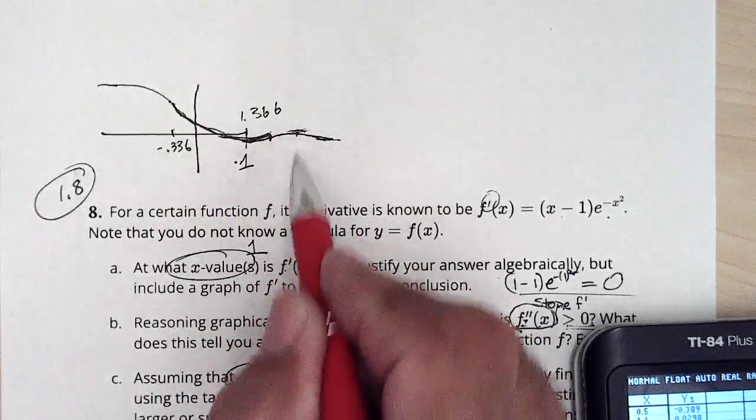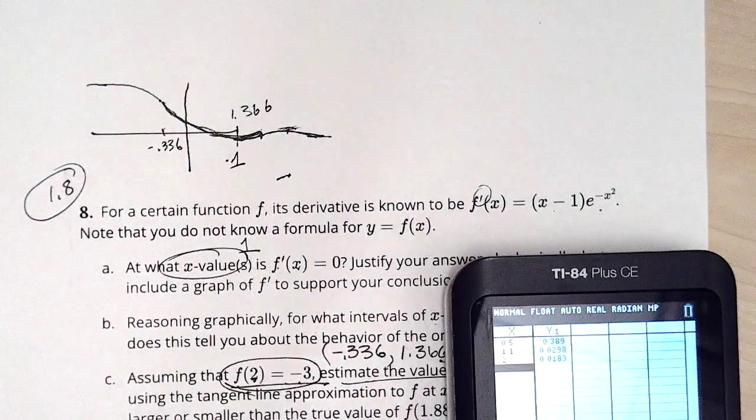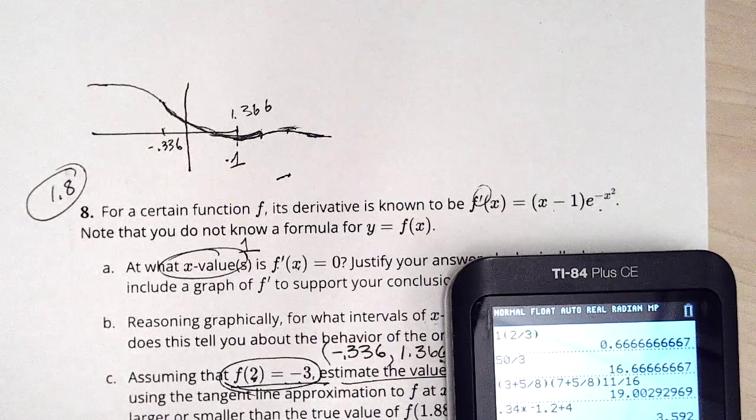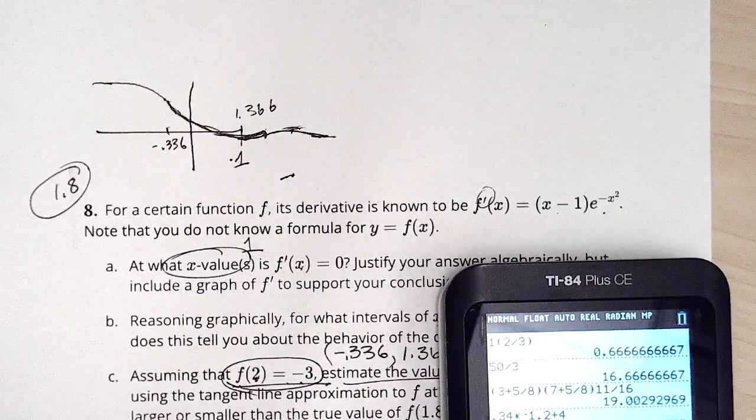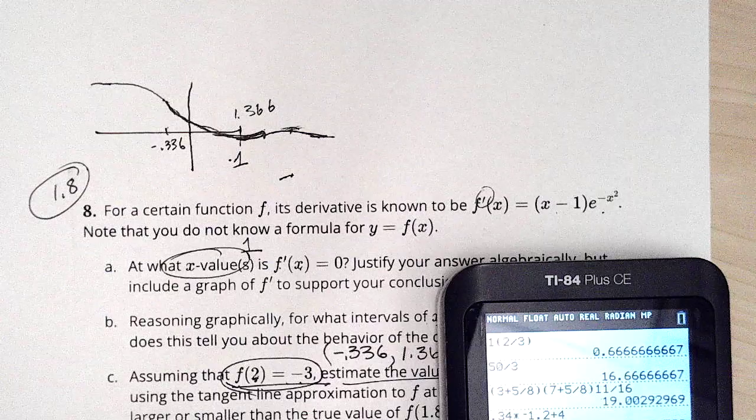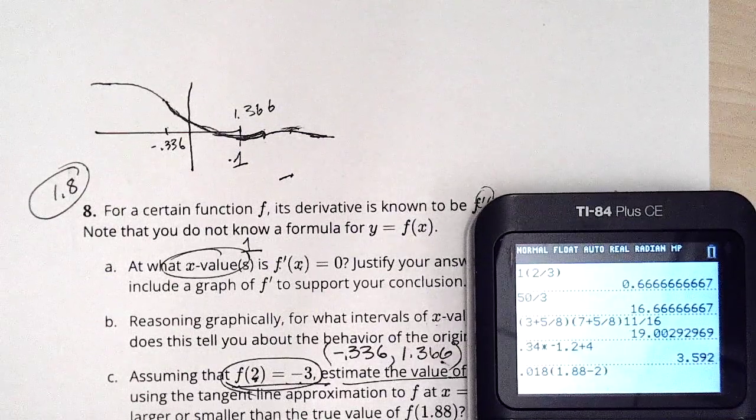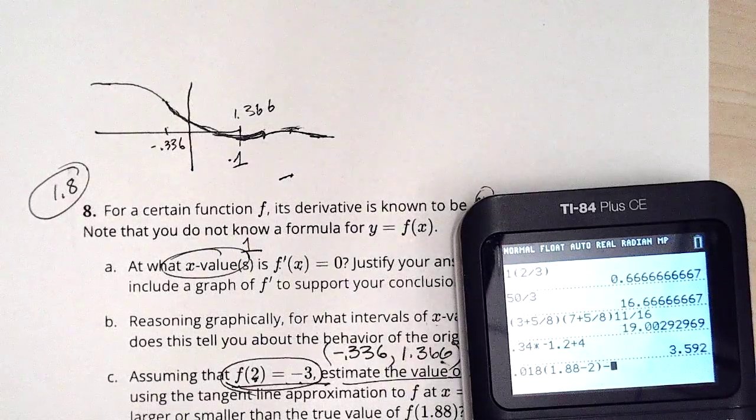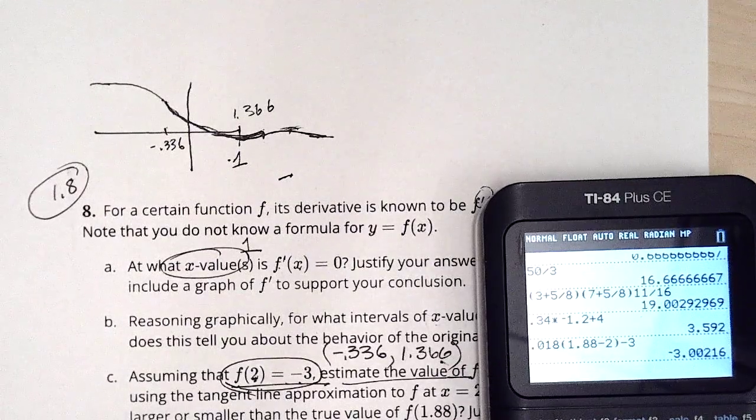So we're here and we're down a little bit from it, moving back. Let's see what that works out to be. Second quit. We got 0.018 parenthesis 1.88 minus 2 close parenthesis minus 3. And we get negative 3.002.